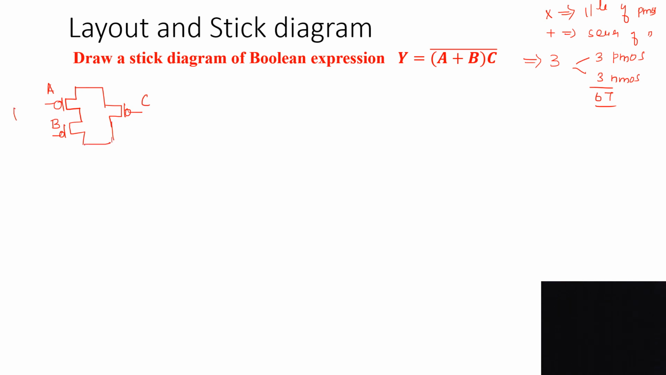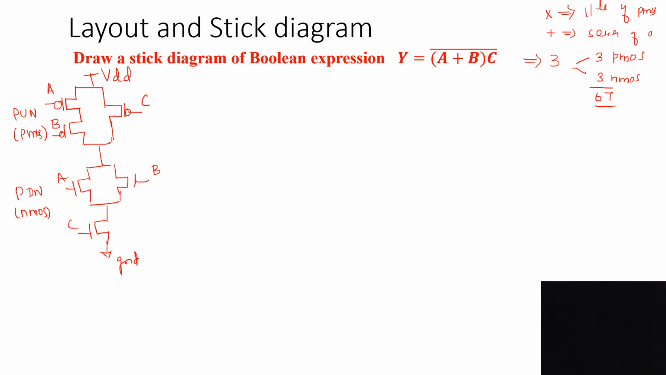Okay, so this is nothing but the pull-up network, which consists of PMOS. The bubble indicates that it is PMOS. It is connected to the supply VDD. And we have to form the pull-down network, which consists of NMOS. Always the connection is opposite to the pull-up network. Here A and B are in series, so I have to use a parallel combination of A and B. Then C is parallel with A and B in the pull-up network, so here we have to use a series combination. Here it is connected to the ground terminal. The output is always taken between the pull-up and pull-down network.